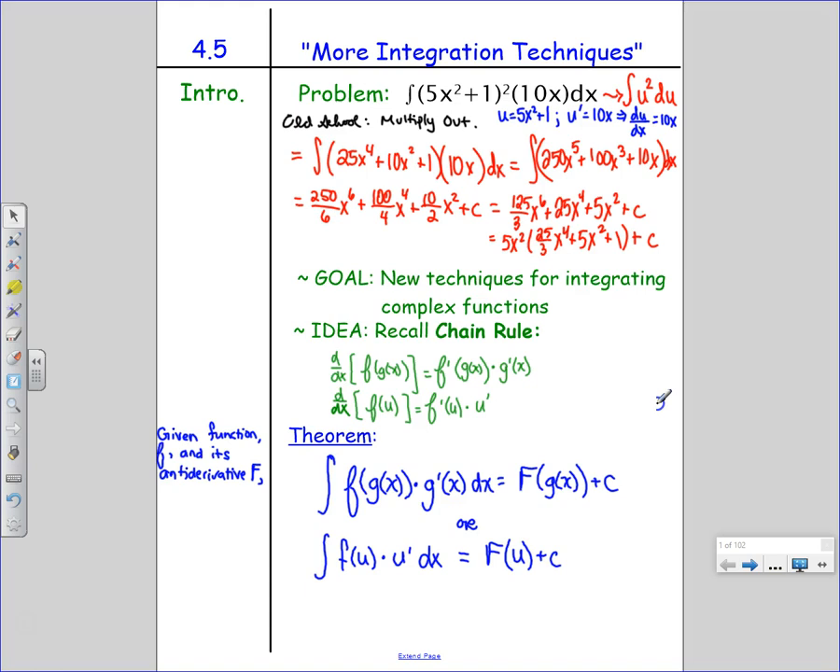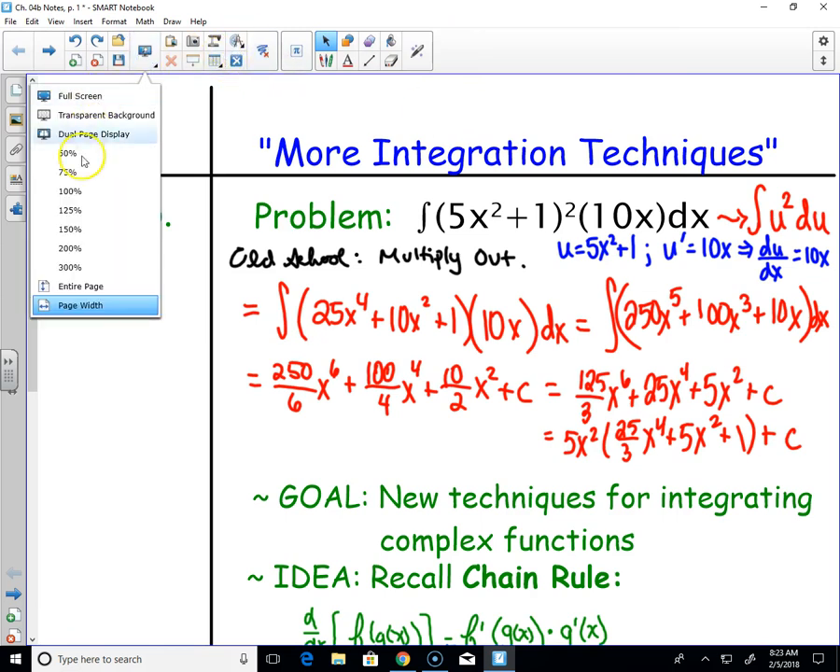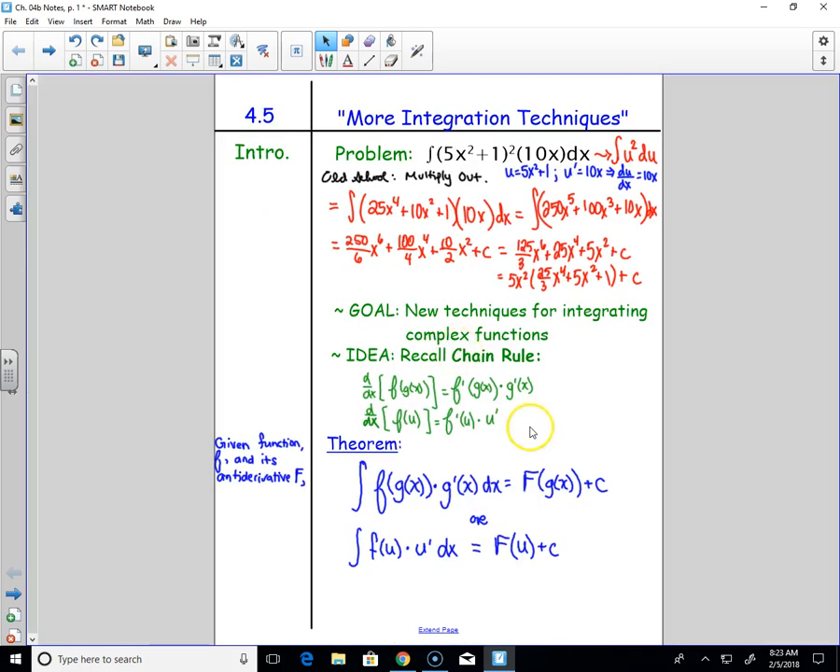So here's the goal. The goal is new techniques for integrating complex fractions, not complex as in imaginary, complex as in more complicated. So if you want me to change to complicated, I can. For integrating complicated fractions. The idea is that we're having to recall the chain rule, because the chain rule was used so much when we were doing differentiation, and it's going to be used so much when we're doing integrals, especially AP practice. So we have to recall the chain rule and say, hey, he was pretty important.